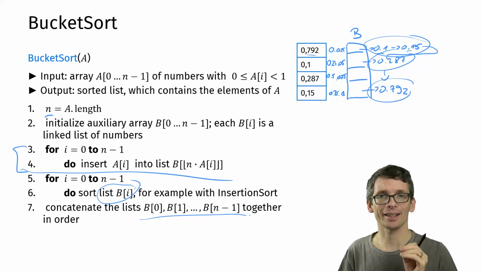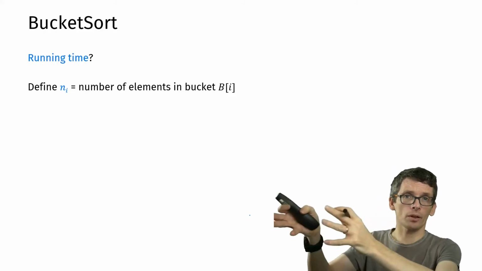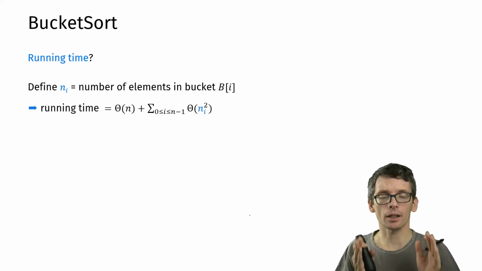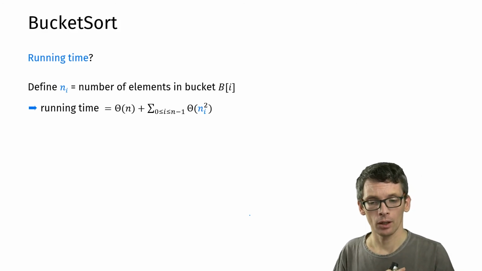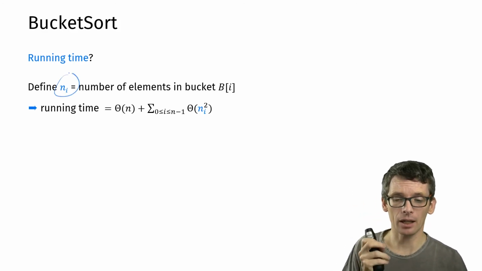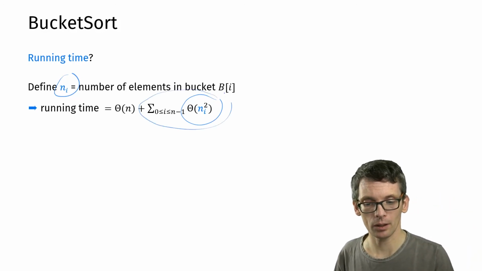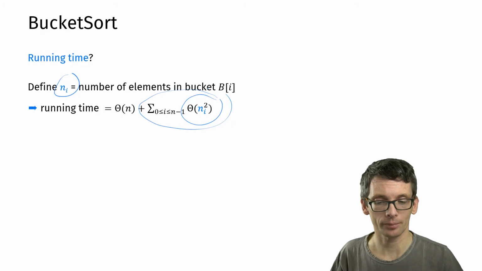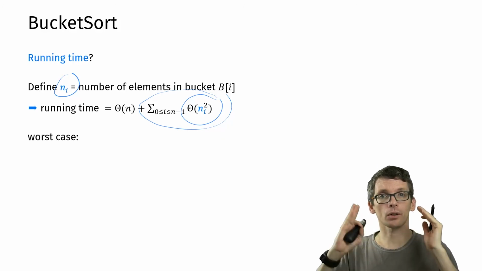What is the running time of bucket sort? Let's say n_i is the number of elements in bucket i. The running time is, first, throwing the numbers into buckets. I touch every number once, and assuming we get the floor function in constant time, that will take linear time. Now we have to sort each of the buckets. We said we are using insertion sort. So if the number of elements in bucket i is n_i, the time I spend on that bucket will be of order n_i squared. So as running time, I get the sum over all of the buckets of theta of n_i squared. What does it mean for the worst case running time? In the worst case, all numbers fall into the same bucket.